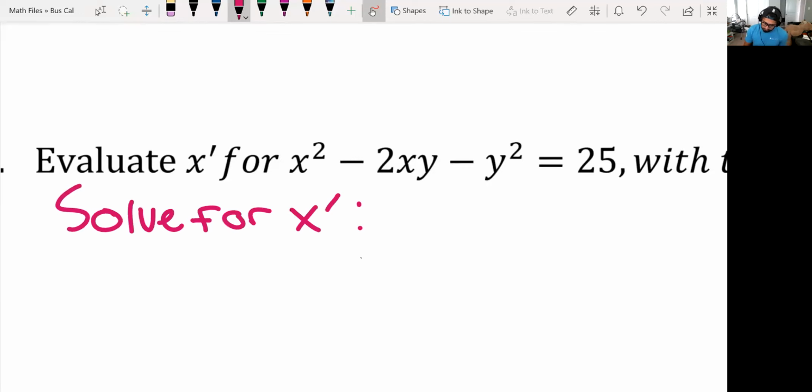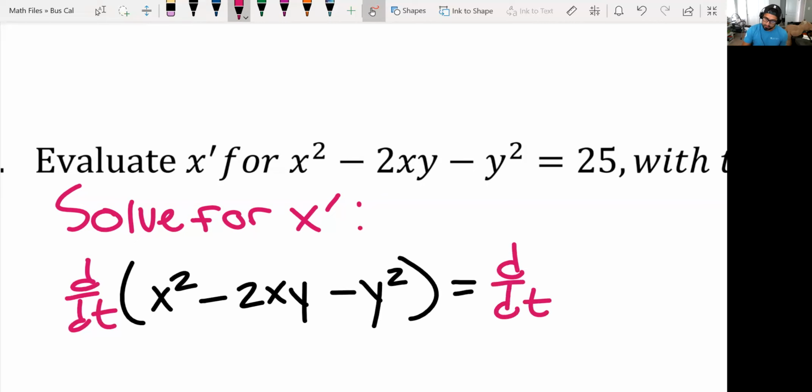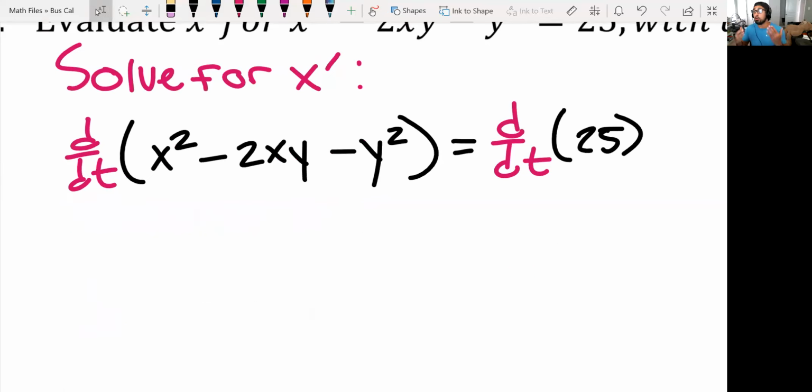Actually, I'll just keep it all the same color. d over dt of everything on the left side of this equation, x squared minus 2xy minus y squared, equal to d over dt of 25. And now we take the implicit derivative of everything with respect to time t.